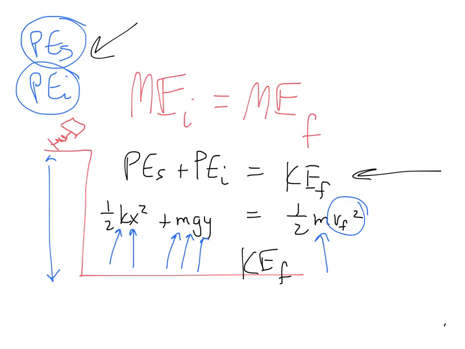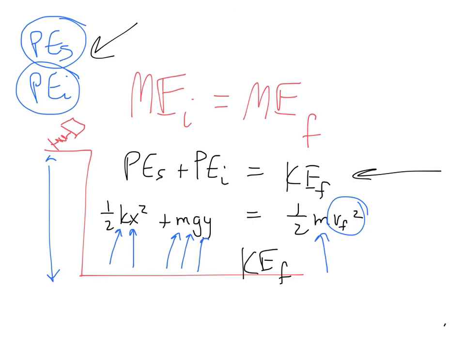Peter. So for MEI or MEF, if there's PES and PEI, you do both. Whatever energies you've got. If KEI wasn't 0 here, you would have done PES plus PEI plus KEI. Absolutely.